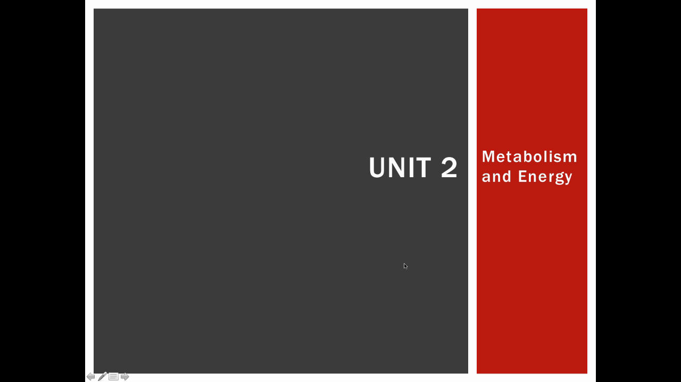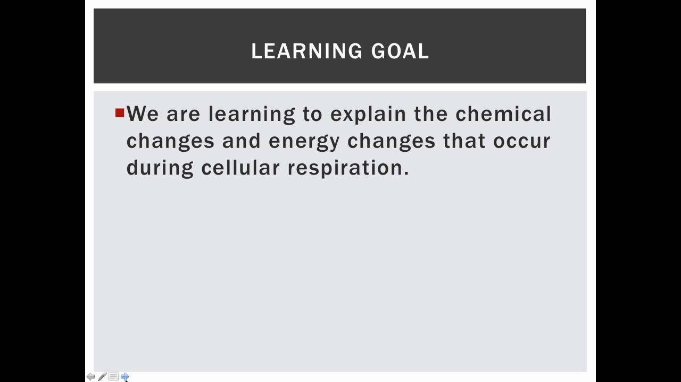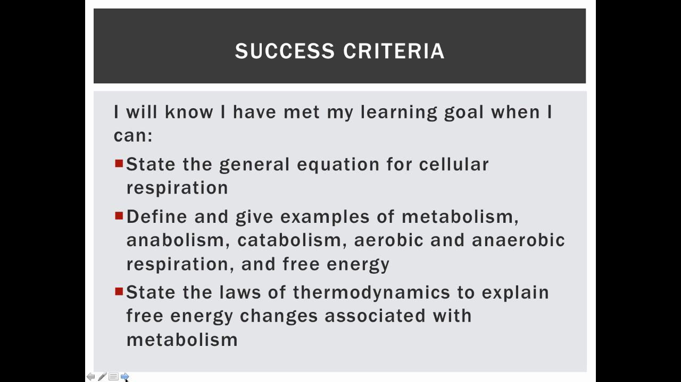Welcome to the start of Unit 2, Metabolism and Energy. So the overview for this lesson, we're going to begin to understand the chemical changes and energy changes that occur during cellular respiration. This lesson is just a general overview, and then we'll look at glycolysis and the Krebs cycle and the electron transport chain, which are three of the steps, in a great deal more detail.